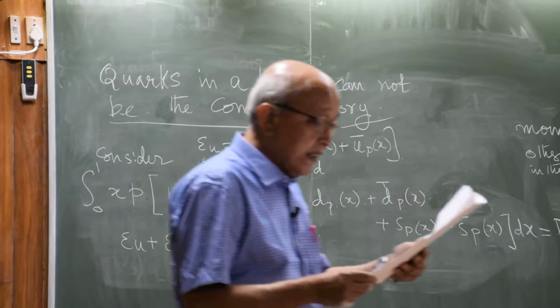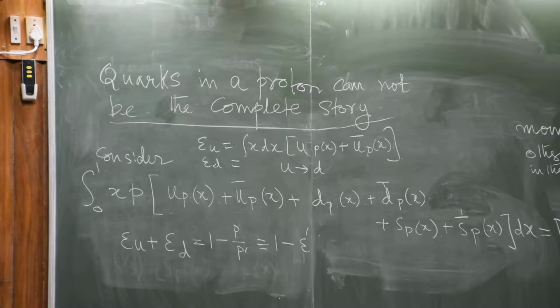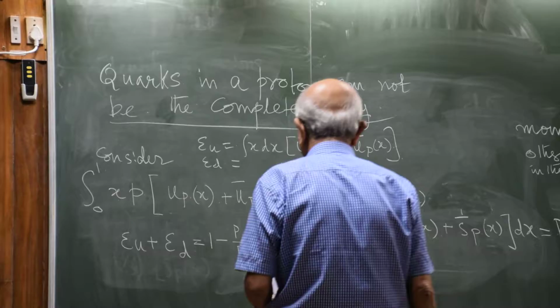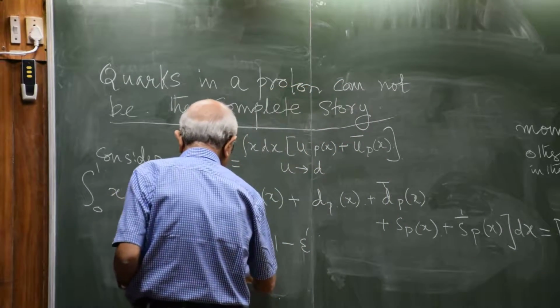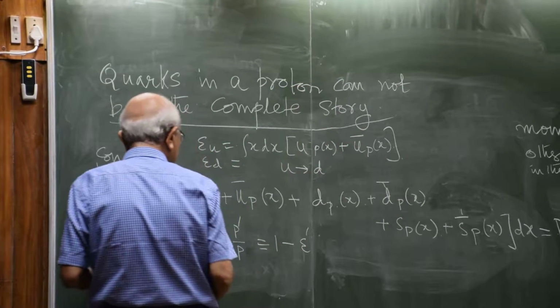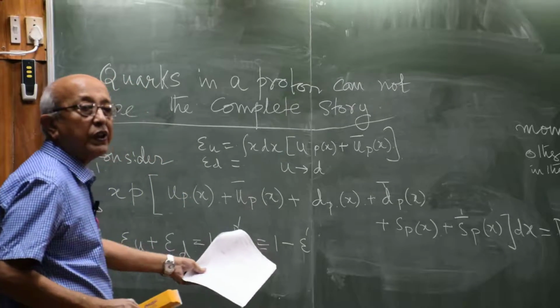So 1 minus P prime by P. Oh yes, of course. So let me call it some epsilon.